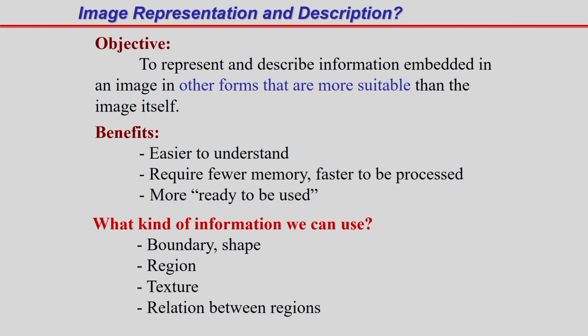And what information is present in an image? The information may be the boundary, the shape of the object, region information, how many regions are present in an image, texture information, color information, and the relationship between the regions present in an image. So these are the information present in an image. I have already discussed texture and color, and also the concept of edge detection. So now I will discuss how to describe boundary and shape.